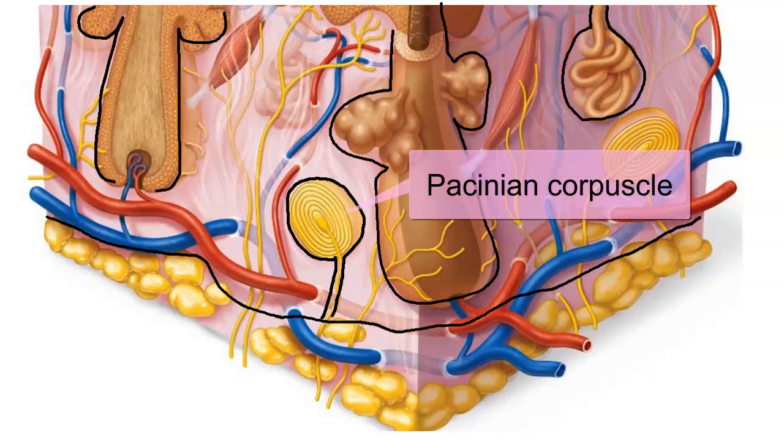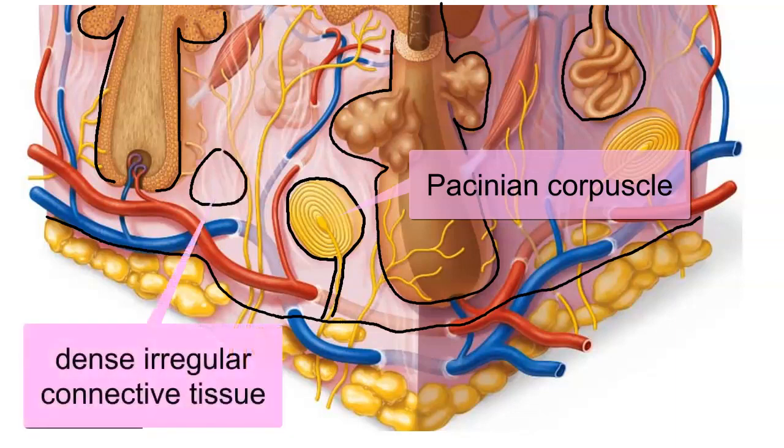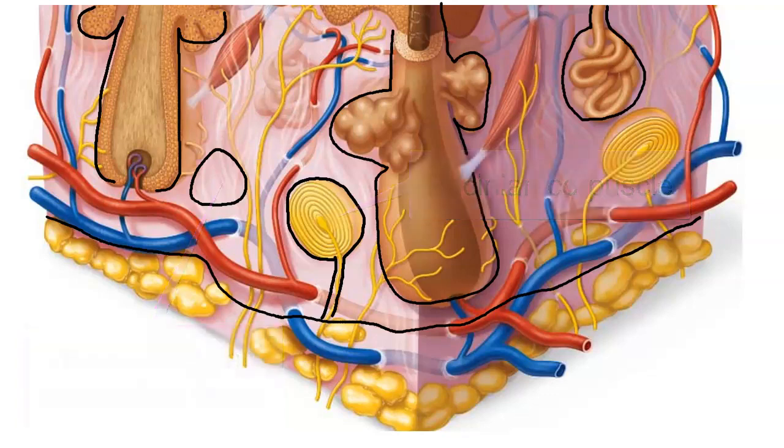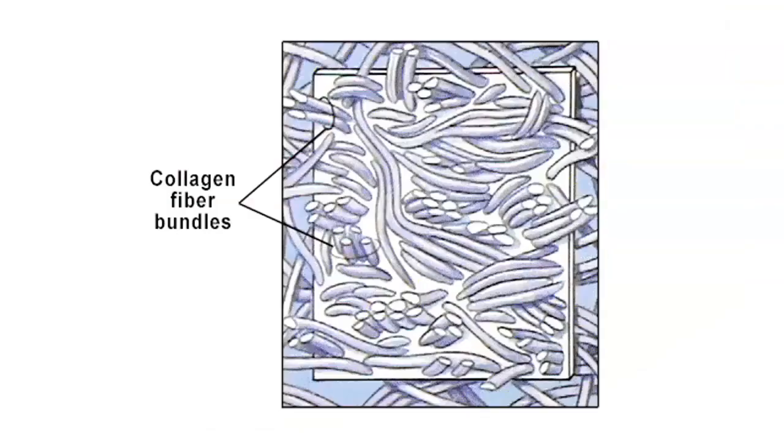And other than that, in this pink background area, that's the connective tissue that's making up the reticular layer. That is dense, irregular connective tissue. Dense, irregular connective tissue is densely packed with collagen fibers that are running in all different directions. And so the reticular layer of the dermis is extremely strong when stressed in multiple directions.